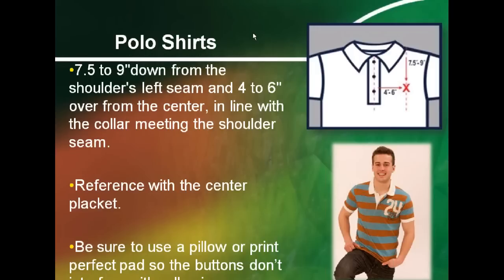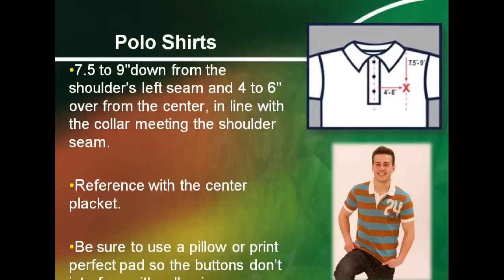Now for polo shirts, we typically want to go about 7.5 inches to 9 inches down from the shoulder's left seam, and then 4 to 6 inches over from the center, in line with the collar meeting. I use my hands a lot as measurements. I don't always have a ruler handy. Typically when I'm doing a polo shirt, I will place my hand from the left seam where the buttons are, and where the outside of my hand is often is a pretty good guideline to the center.